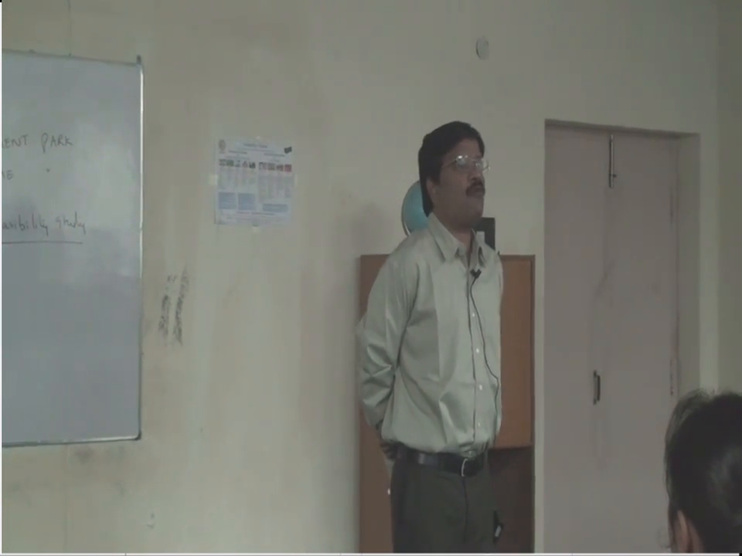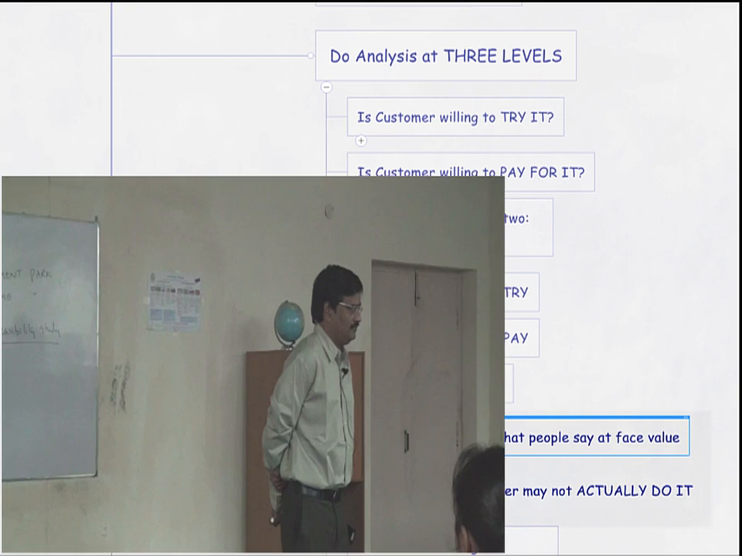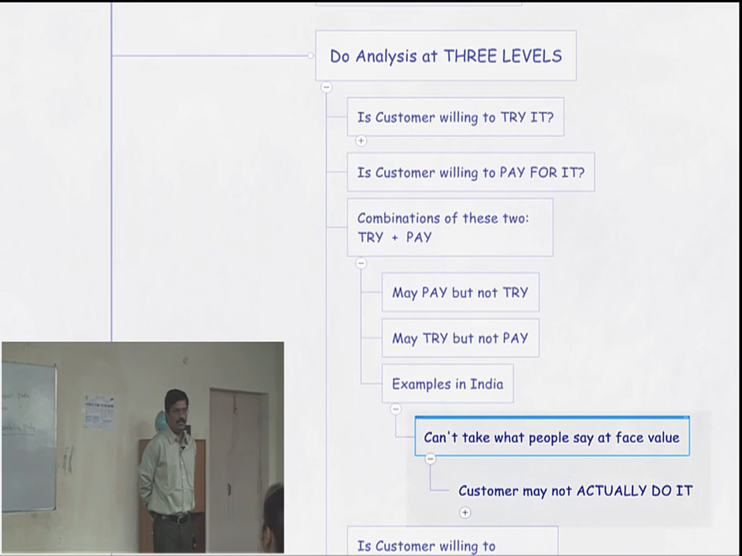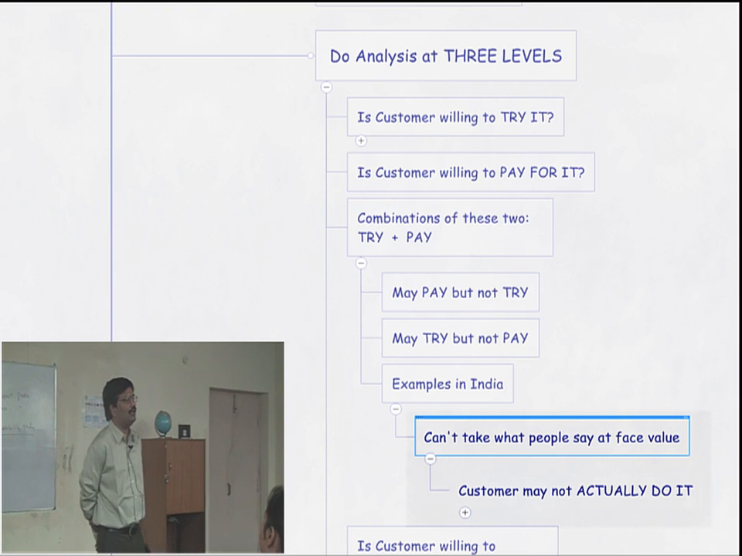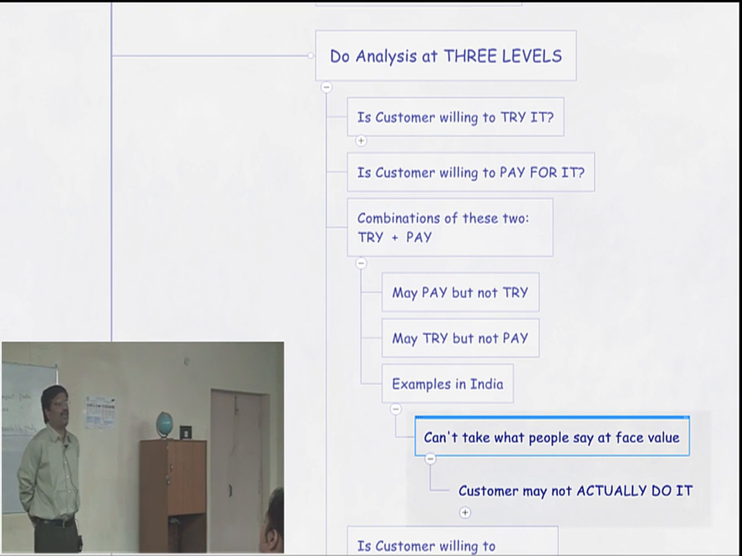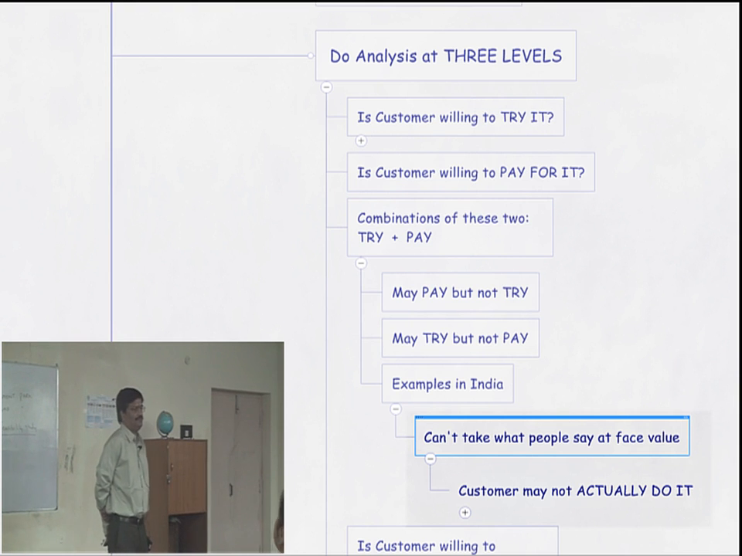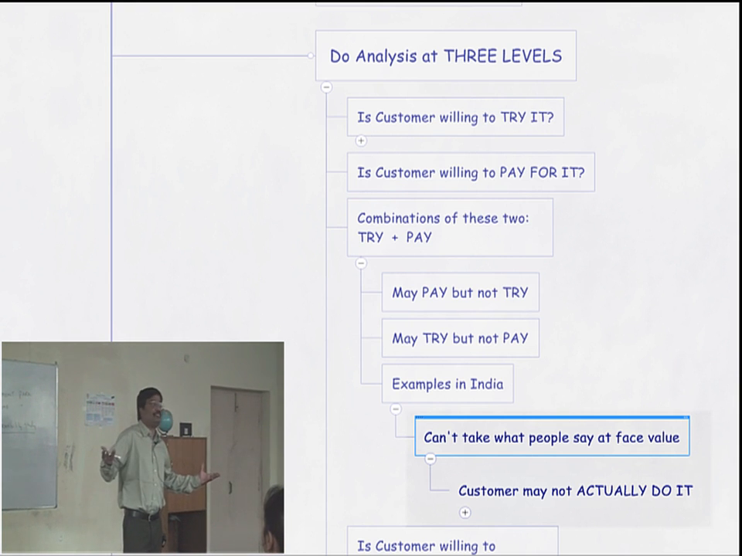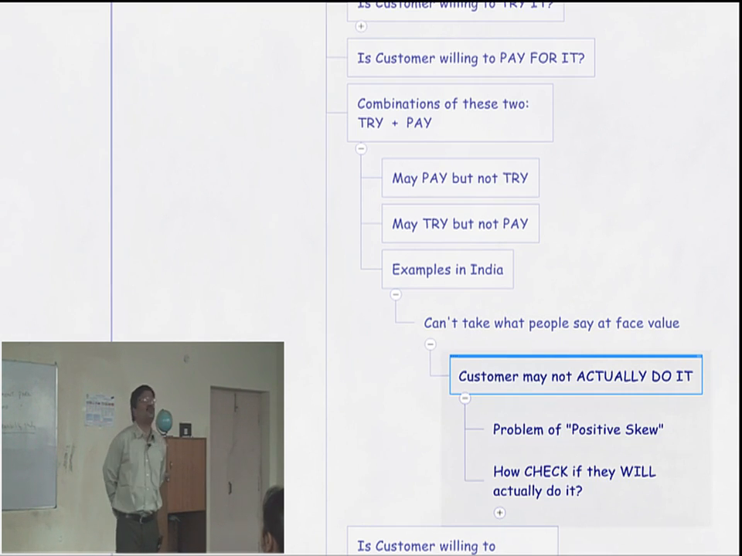So you can't take what people say at face value, first of all. If you do a survey like this with 200 people, in all likelihood you will come out with a figure that 190 of them would like to try, 190 of them would like to pay. So then the demand will look huge. And when you actually launch the service, you will see that people are not serious. They have told you that they will pay and they will try, but they may not actually do it.